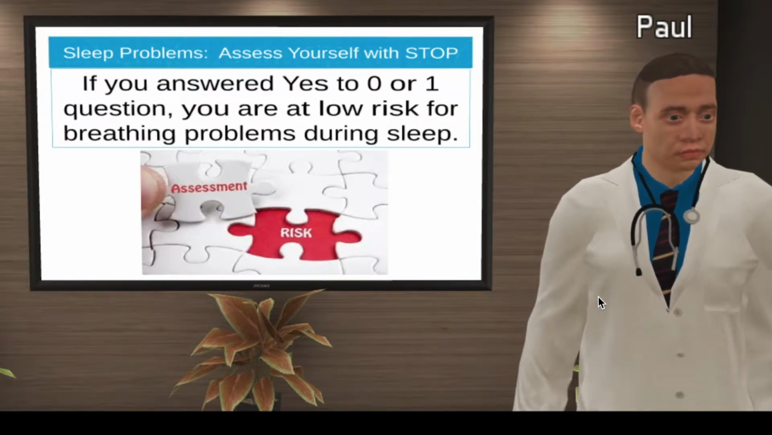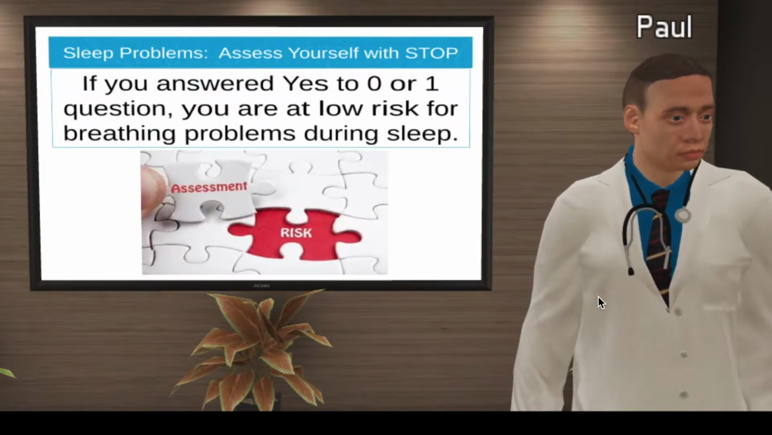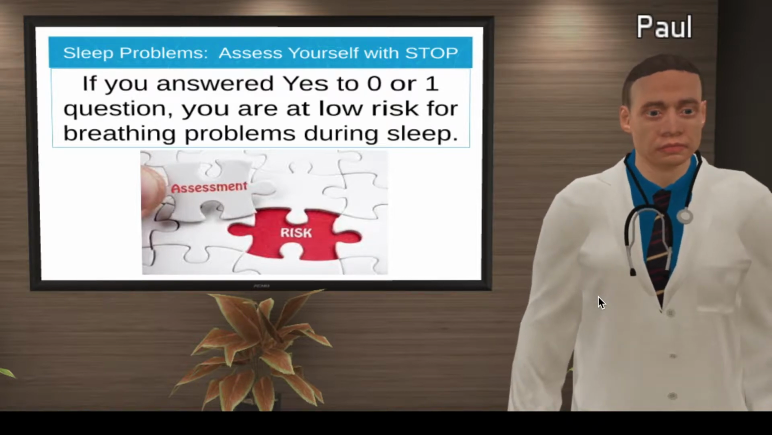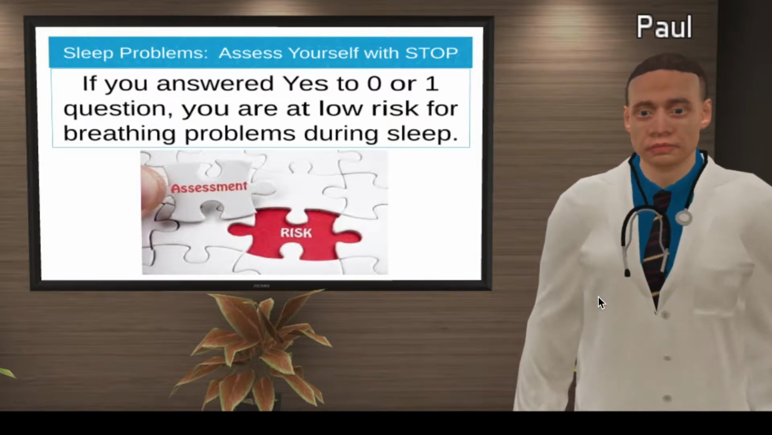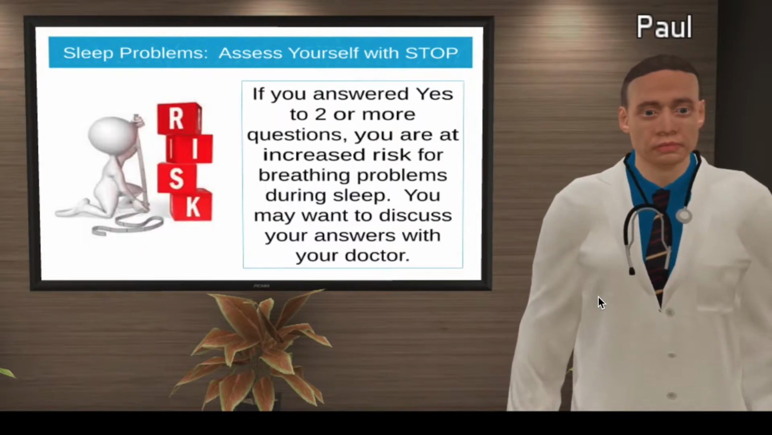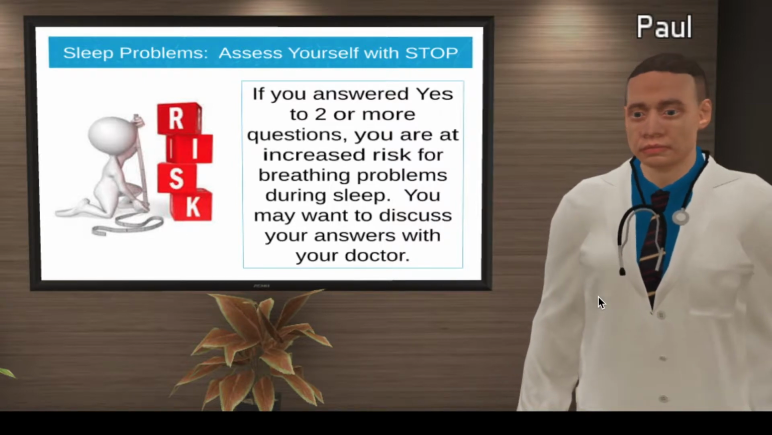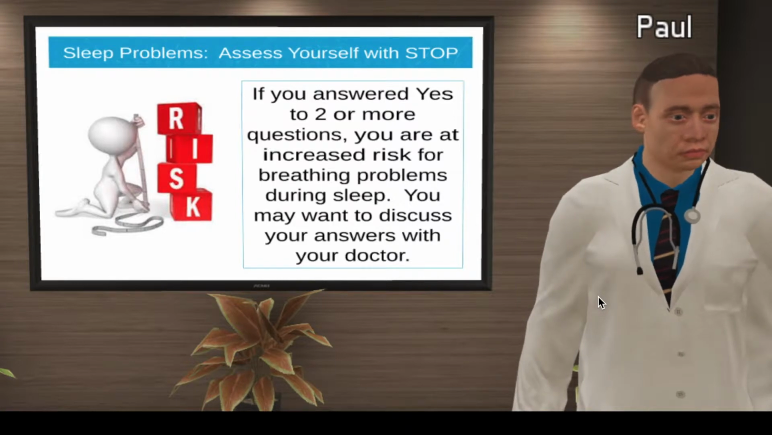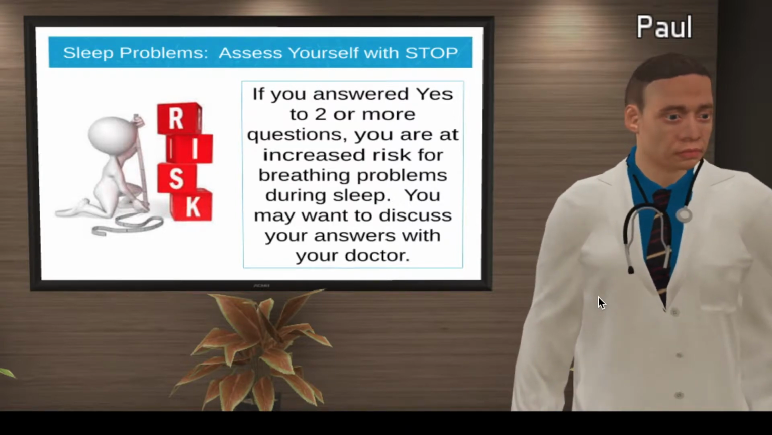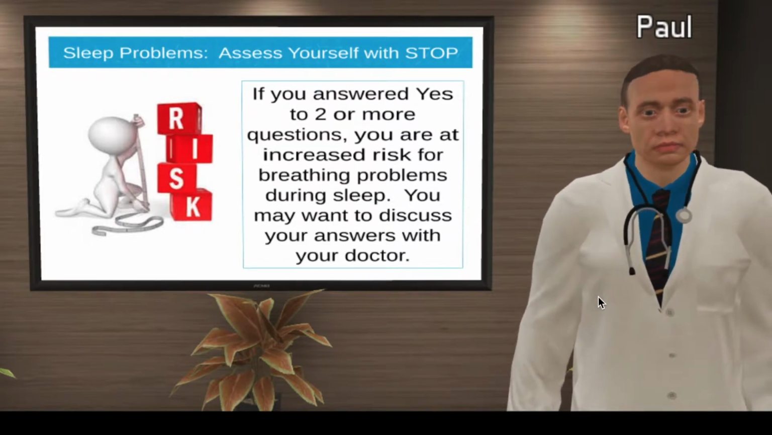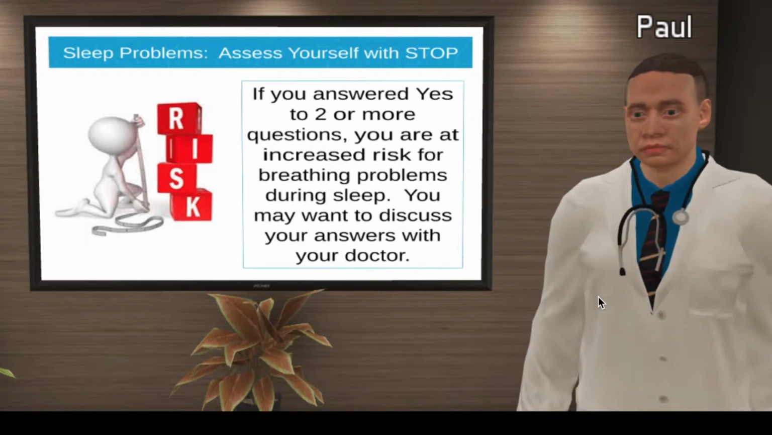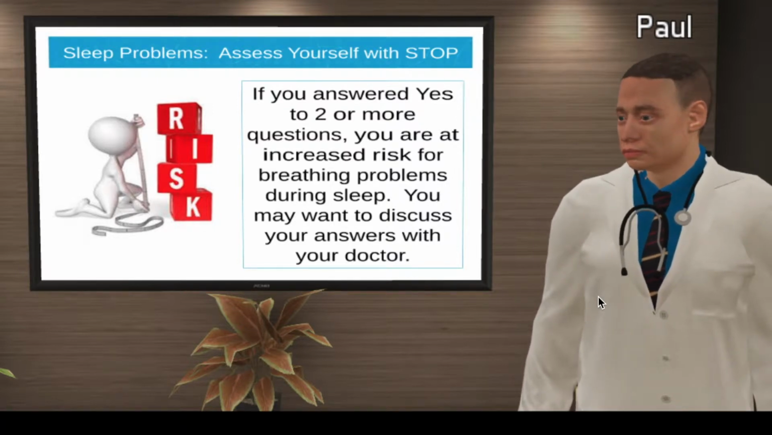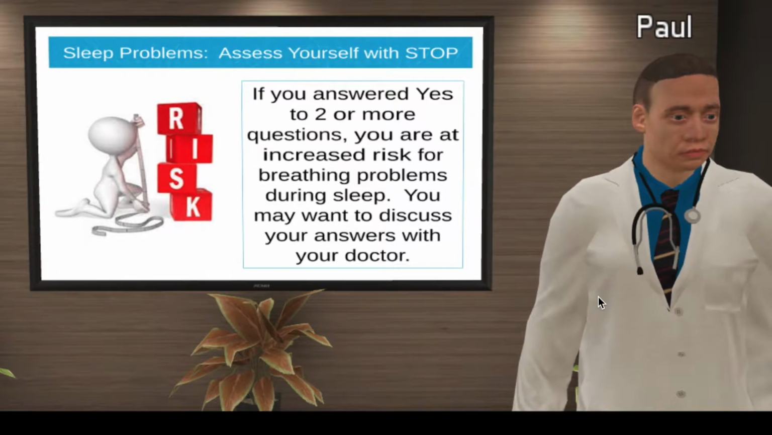If you answered yes to 0 or 1 question, you are at low risk for breathing problems during sleep. If you answered yes to 2, 3, or all 4 questions, you may be at increased risk. Of course, no questionnaire is perfect. Some people who answer yes to none or just one of these questions might have a breathing problem during sleep, and some people who answer yes to 2, 3, or 4 might not have a problem.